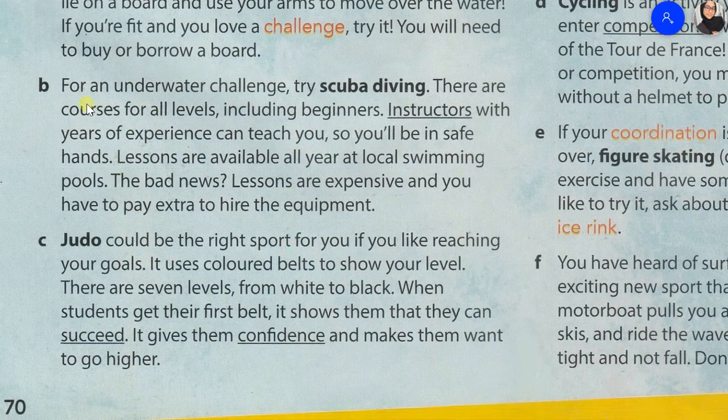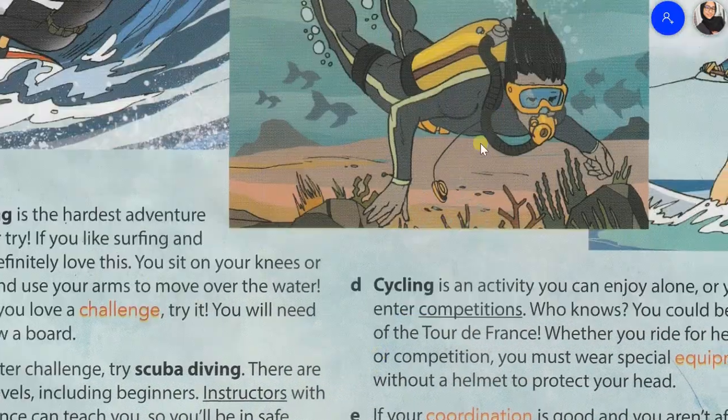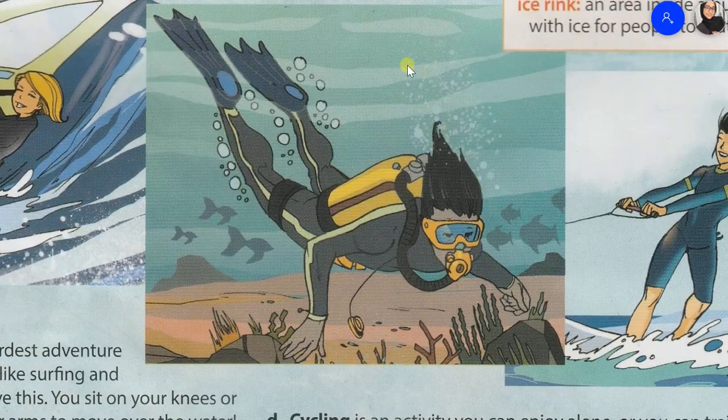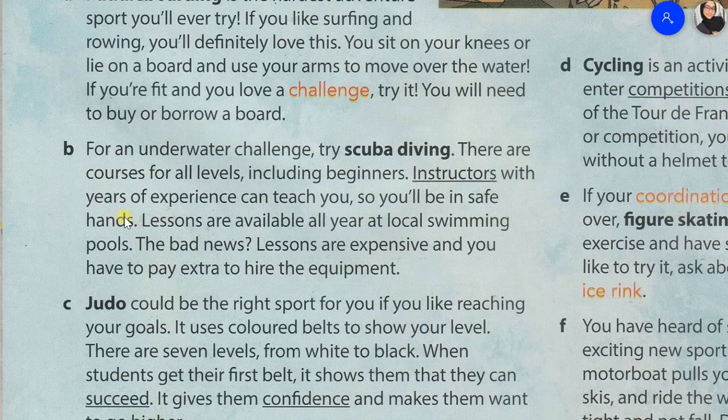Now the next one. For an underwater challenge, try scuba diving. There are courses for all levels, including beginners. Okay, so this is what scuba diving looks like. Instructors with years of experience can teach you, so you will be in safe hands. Lessons are available all year at local swimming pools. The bad news? Lessons are expensive and you have to pay extra to hire the equipment.